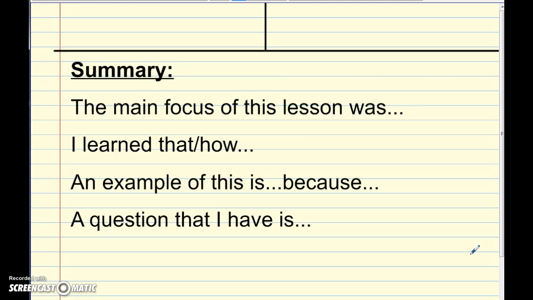Again, make sure you use complete sentences, write a really good paragraph about what you learned, make sure you make up your own example, and then challenge yourself to come up with a question.